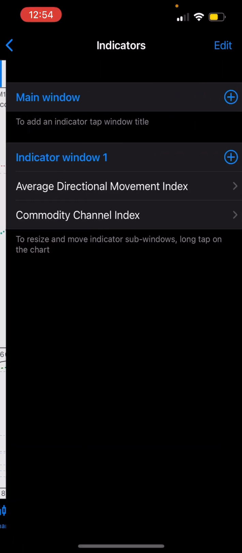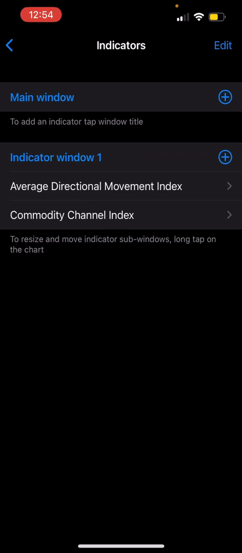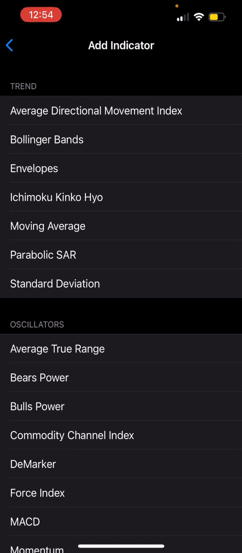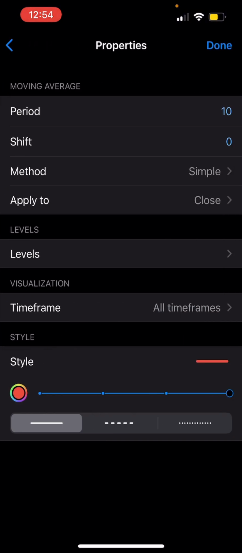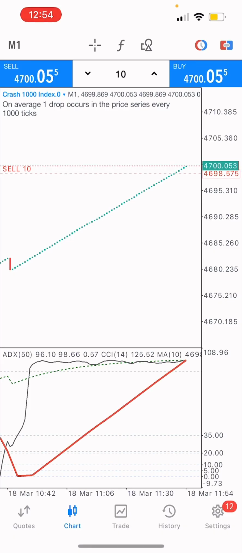Then the last or the third indicator we are going to be using is the moving average. Moving average, we're going to be selecting period 10, shift 0, method simple, apply to close, just as you see on my screen, color red for pixel. Then you click done, right?